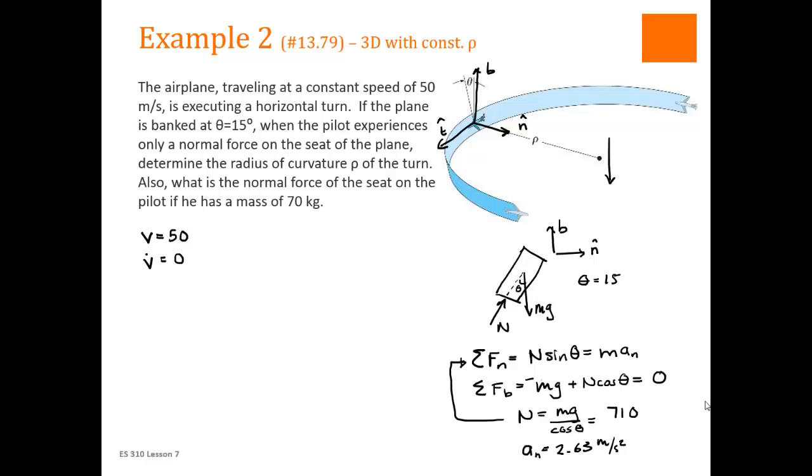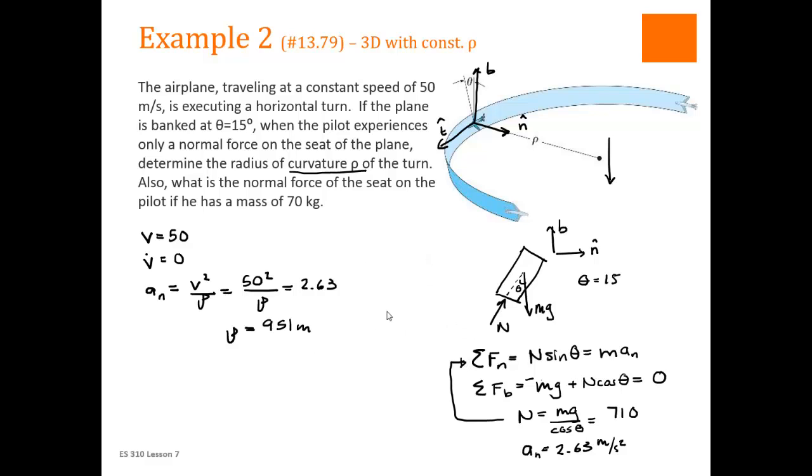Alright, now what were we trying to find? The radius of curvature, right? Rho? Well, we remember from the equation a_n is v squared over rho. V is given to us in meters per second, so we don't have to convert it. So 50 squared divided by rho needs to equal 2.63. And we can solve for rho then to be 951 meters. So as the plane is turning, its radius of curvature is almost a kilometer.